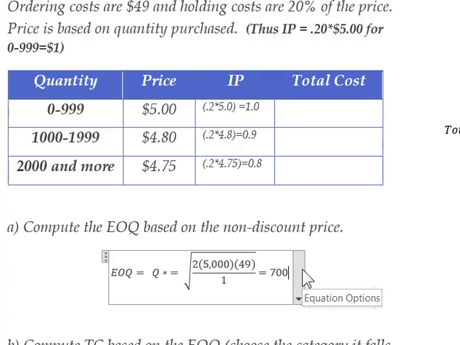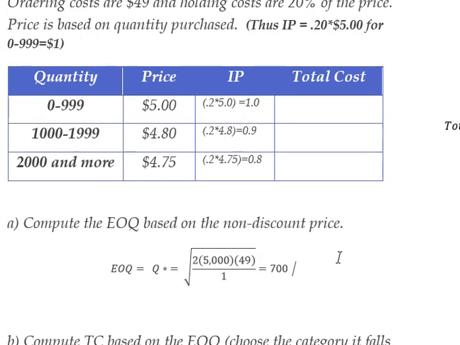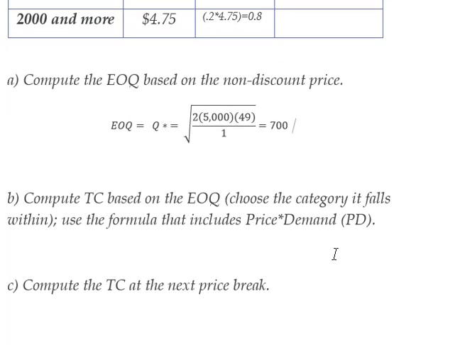So when we place an order, we should be placing an order for 700, and we know that 700 optimizes the ordering and holding costs, which means it makes them the same. So now when we roll down here and we compute the total cost based on this economic order quantity, we ought to find that the ordering and holding costs ought to be equal.